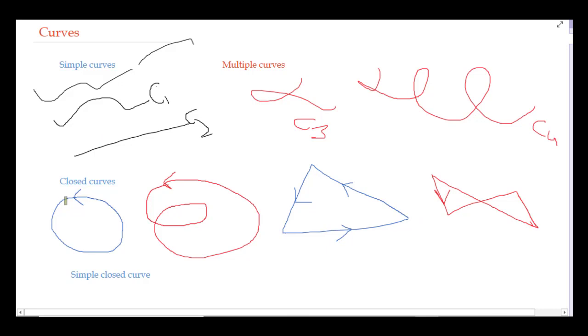But one more thing you can observe here, there is some difference between blue curves and red curves. Yes, these blue curves are known as simple closed curves. They are not forming any loops in between. But red curves, they are forming loops, one loop or more than one. In that case, they are closed, although they are closed, but they are not simple. So when I say simple closed curve, these two are simple closed curves which are not having any loop.